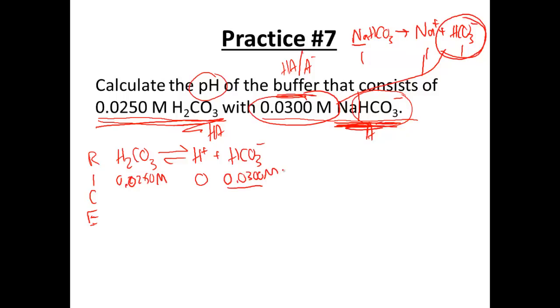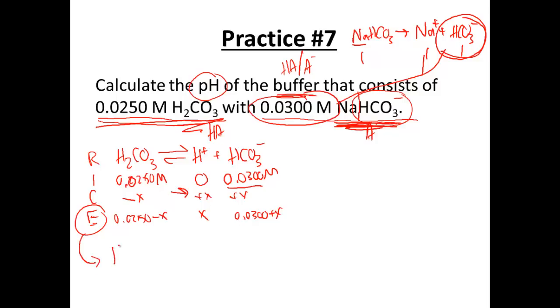0.0300 molar. Now which way will this reaction shift? Well, if you take a look here, there's a 0 here. These two things can't collide and go backwards, so the shift is going to be to the right. So we're going to lose X, gain X, gain X, and our equilibrium will now be 0.0250 minus X, X, and 0.0300 plus X. And once you have equilibrium, set it equal to K.